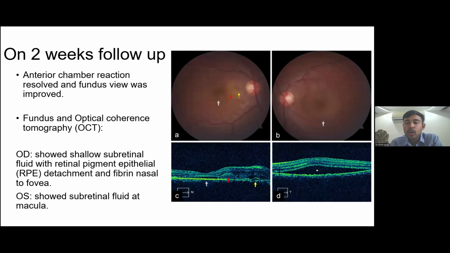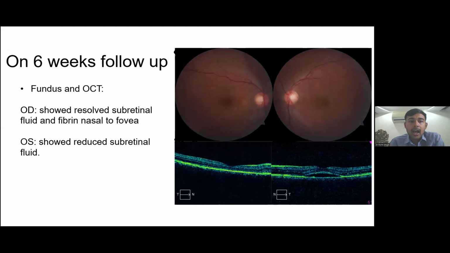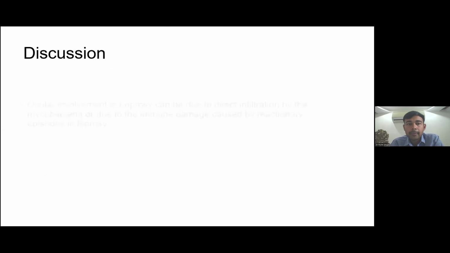In optical coherence tomography, that is OCT, it is clearly visible. The red arrow shows the deposition of fibrin, and the white arrow shows detachment of the retina. And in the left eye, there is clear subretinal fluid collection at the level of the macula. After 6 weeks of follow-up, the right eye showed dissolved subretinal fluid and fibrin, and the left eye also showed a very minimal amount of subretinal fluid, okay, which was confirmed by OCT.